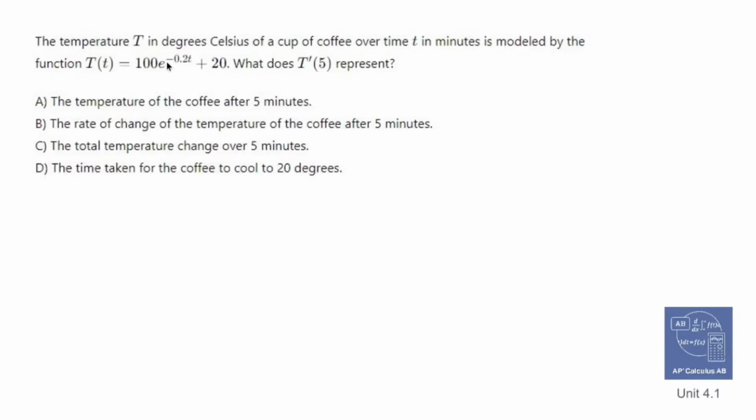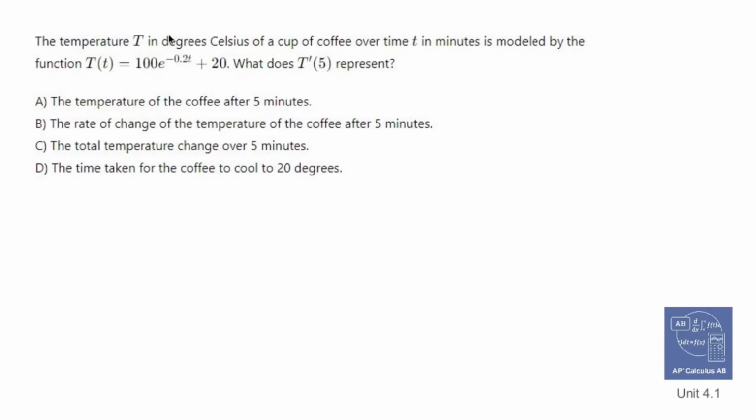The temperature T in degrees Celsius of a cup of coffee over time t in minutes is modeled by the function T of t equals 100, and so on. What does T prime of 5 represent? All right, so you have temperature with respect to time. When you take the derivative, you are given a rate.